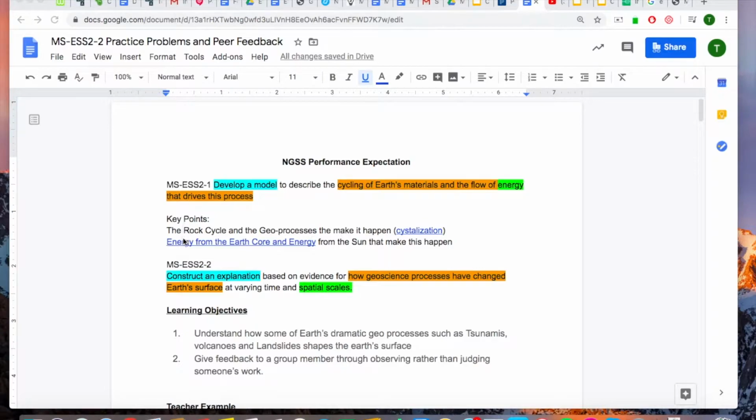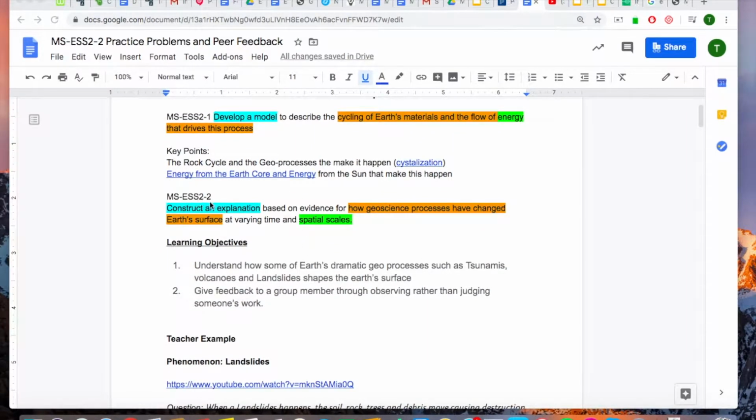The second key point to that is that energy from the Earth's core and the energy from the sun allow the Earth's materials to cycle. Okay, because you need energy to have the rock cycle to happen. So here's a quick presentation you can go through. It's got some GIFs and things like that to show you how Earth's materials cycle because of these two types of energies. Okay.